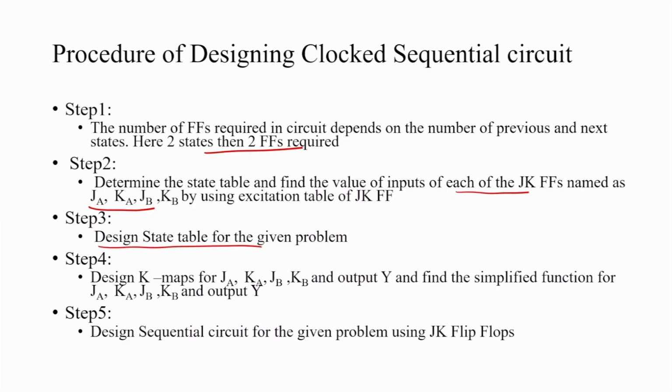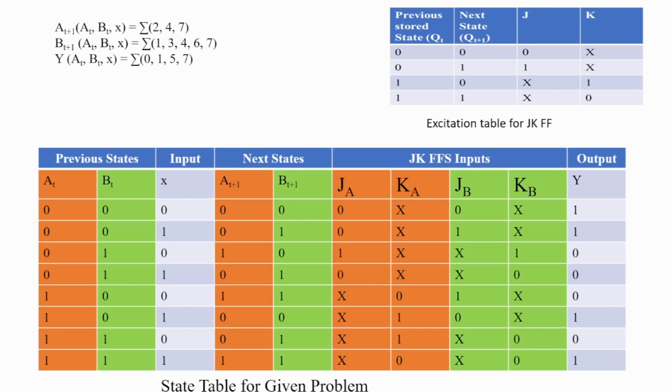Step 3 is to design a state table of the given problem. So this is the given problem, we design a state table for that, and after that design a K map for JA, KA, JB, KB and output Y, and find the simplified, minimized form of the Boolean expression for each of the flip flop inputs JA, KA, JB, KB and output Y. Finally, we design the sequential circuit for the given problem by using a JK flip flop.